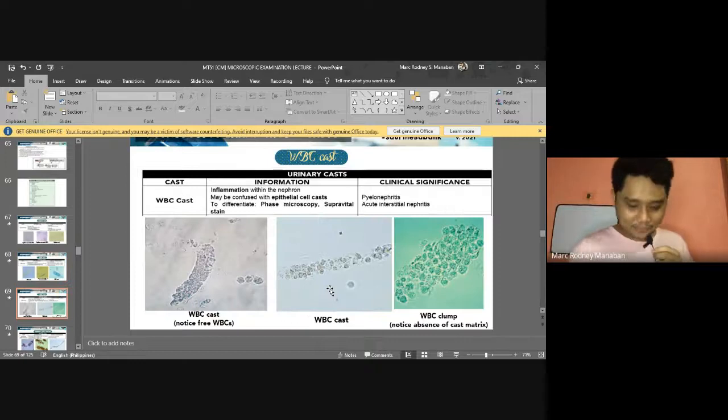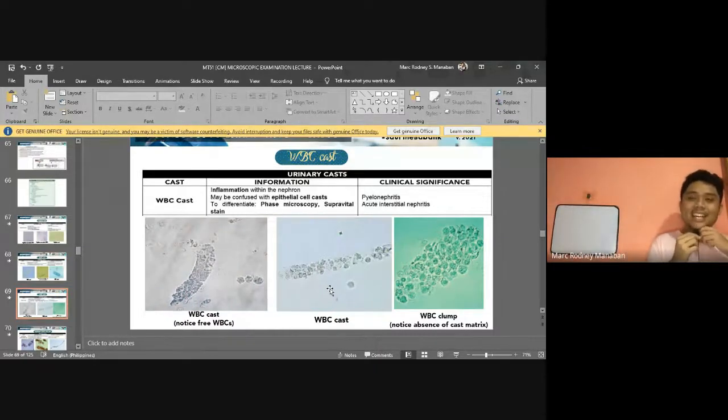Now we go to your WBC cast. WBC cast is the same as the RBC cast, but the difference is that instead of RBCs, you have WBCs. The presence of your WBC casts indicates inflammation or even infection within the nephron. But it can be mistaken for your RTE cell cast. Remember in the first part of microscopy, one of the identification errors of your WBCs is your RTEs, because they look similar in appearance, with the nucleus slightly central, and the size matters because RTEs are bigger compared to WBCs.